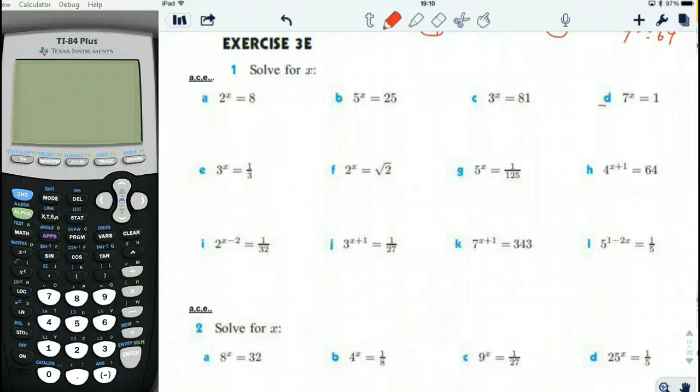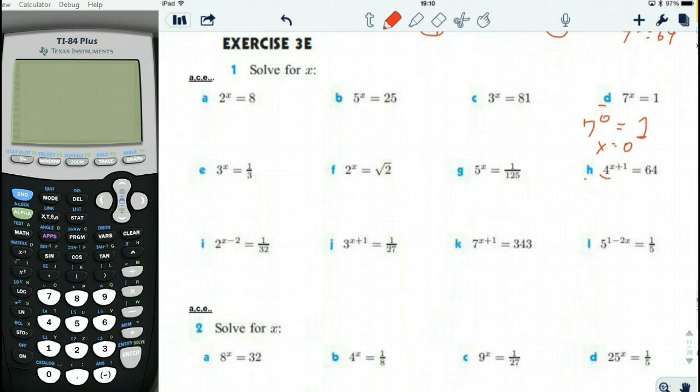We'll just do the ones here on the edge. So 7 to the x equals 1. Now remember that whenever you have a number to the 0th power, that is equal to 1. So 7 to the 0 equals 1, right? So x is equal to 0.